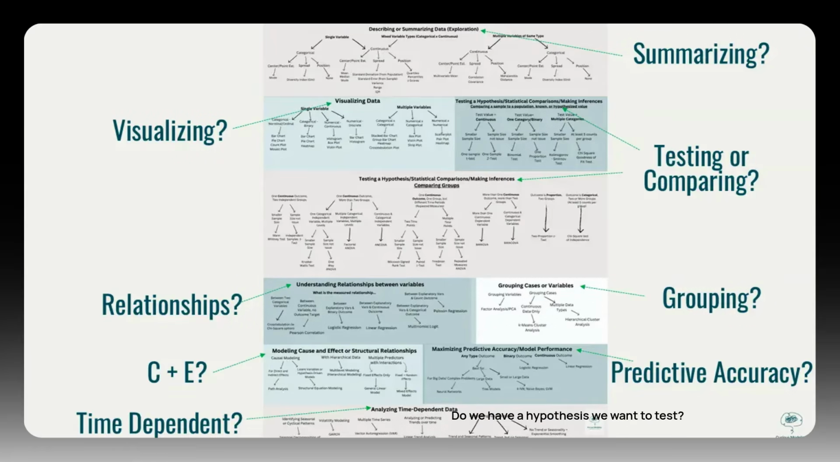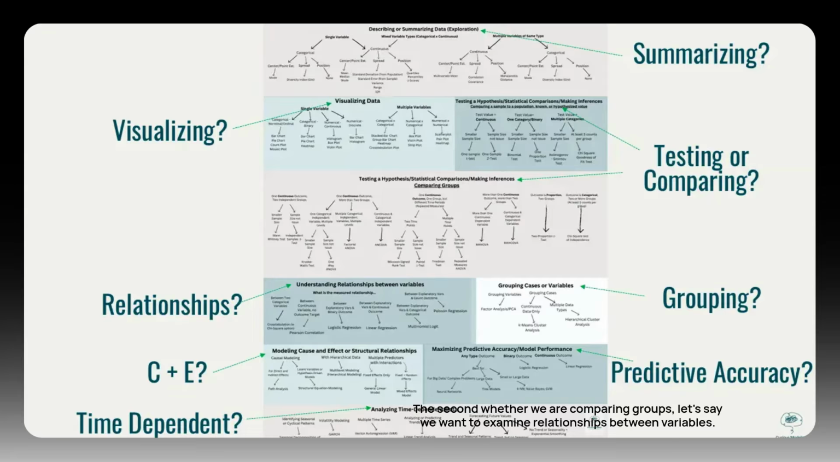Do we have a hypothesis we want to test? Do we want to make a comparison or run some inference? Choose testing a hypothesis or making inferences. But here we have two branches to choose from. The first one being whether we are testing against a known value, or a hypothesized value. The second, whether we are comparing groups.